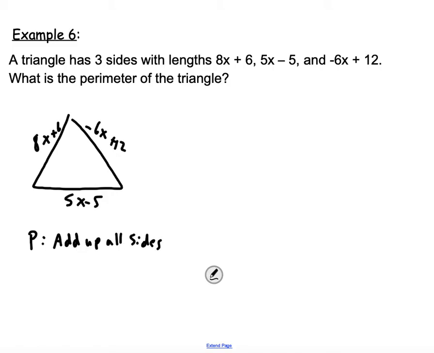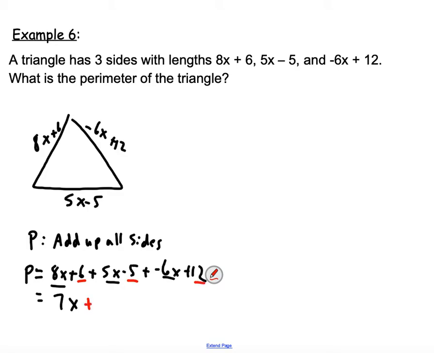So to find the perimeter of this, we're simply going to go ahead and say 8x plus 6 plus 5x minus 5 plus negative 6x plus 12. So then we can just go ahead and add together, combine the like terms. So 8x plus 5x is 13x, plus a negative 6x gives us a 7x. And then we've got this 6 minus 5 plus 12. That gives me 13. So there's my perimeter.